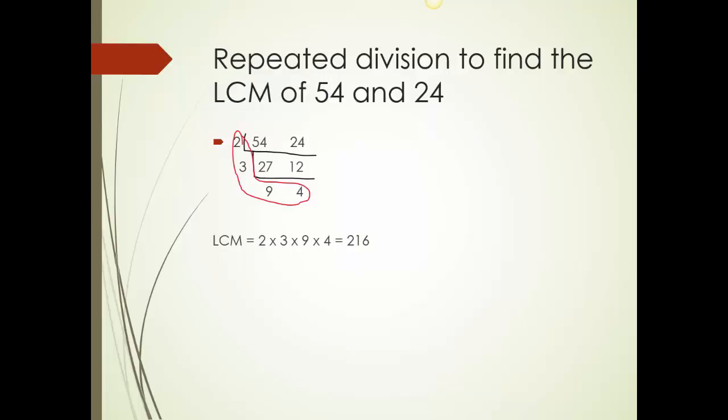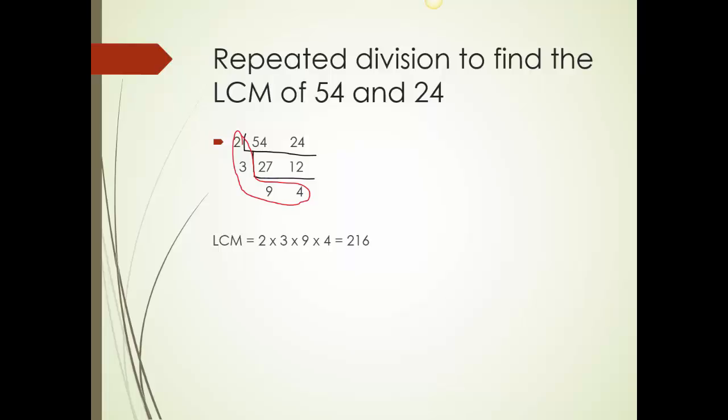Right. Let's take those two same numbers, but this time do repeated division. So I have 54 and 24, and I just decided to start with 2, give me 27 and 12, which I know I can divide by 3, which is 9 and 4. When I get to 9 and 4, I have to stop because there's not a number that divides into both 9 and 4 other than 1. So now that I'm done, I take all the numbers on the outside, 2, 3, 9, and 4, and I multiply them together, and I also get 216.